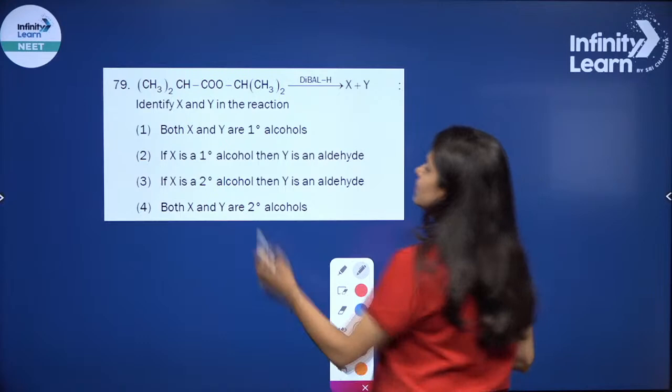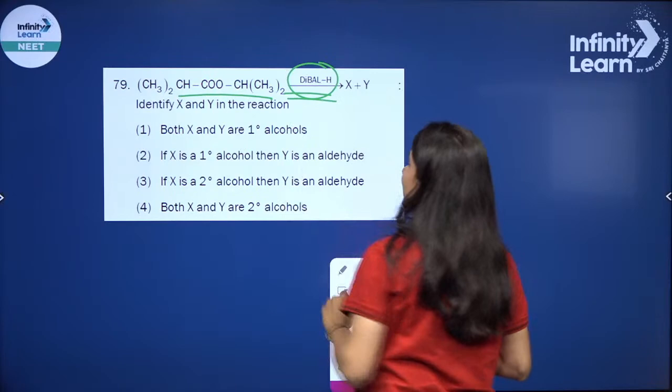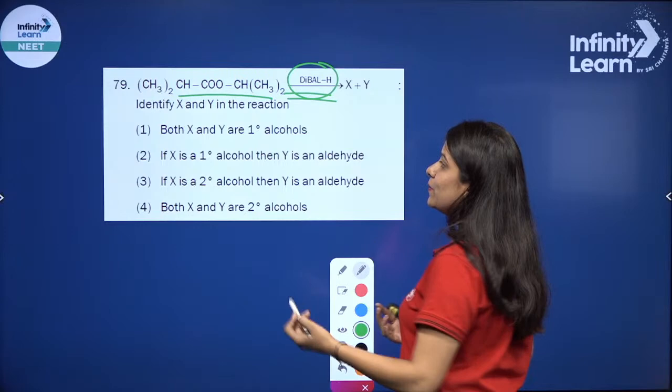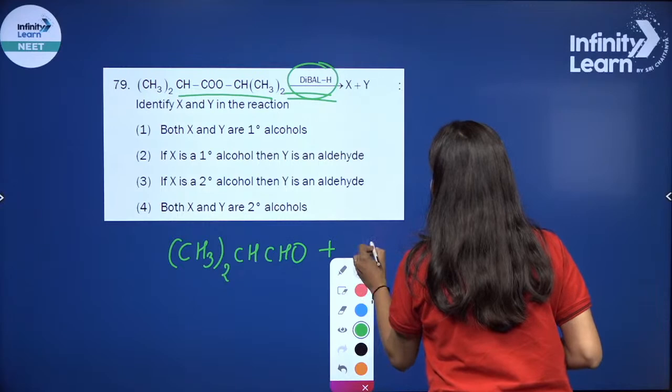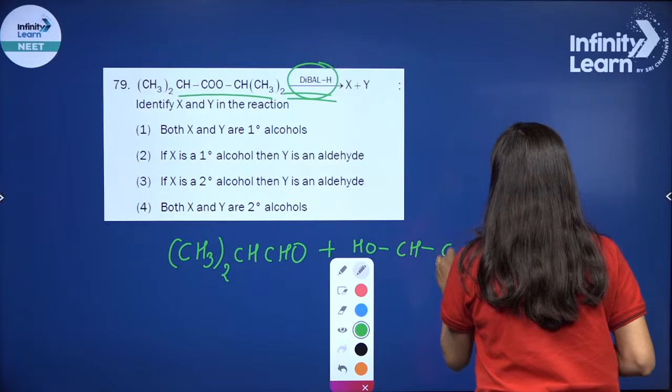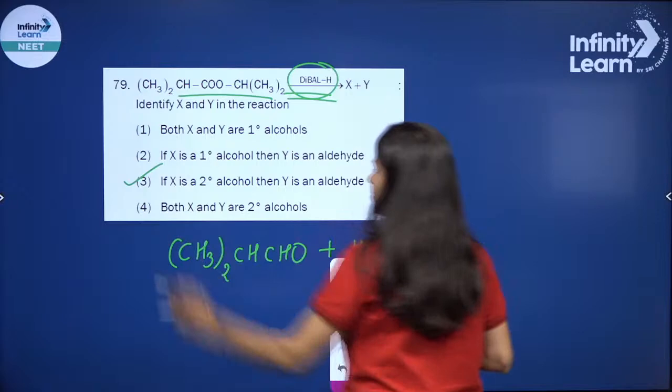So what is this? This is an ester. We are reacting the ester with DIBAL-H. So what will be X and Y? Let us see. On the reduction of the ester, we get an aldehyde as well as a 2-degree alcohol. So what will be the product here? We will get the aldehyde, (CH3)2CHCHO, and the remaining bit will be the secondary alcohol, (CH3)2CHOH. So this will be the 2-degree alcohol and this will be the aldehyde. So what will be our answer? Our answer will be option number third. Yes, let's move to the next question now.